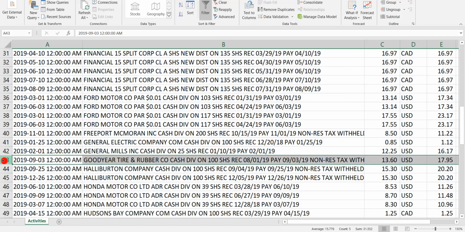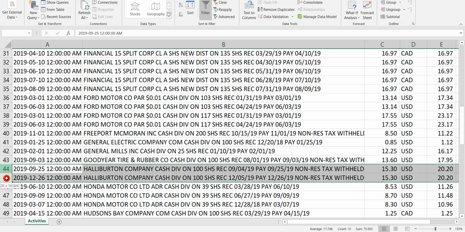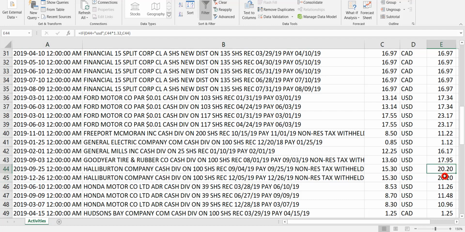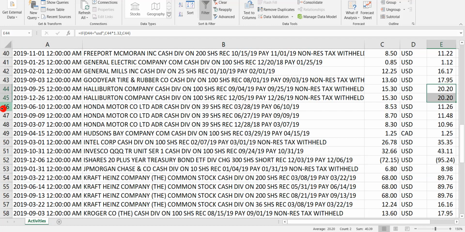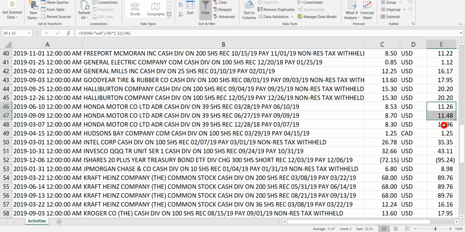Goodyear was a covered call trade, but I lost money on this trade actually. Regardless, I got almost $18 of dividends. Halliburton is a covered call trade that I still own in my TFSA, and I collected $40 in dividends combined. Honda Motor was a swing trade that didn't go well. I ended up selling it for a loss, but while I had the stock, I collected $33 of dividends.